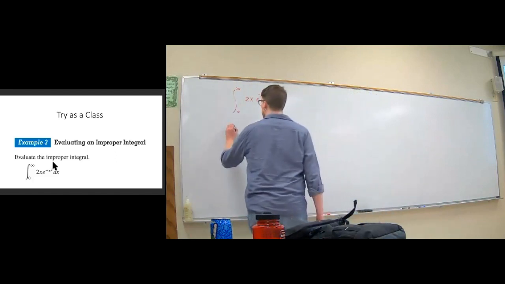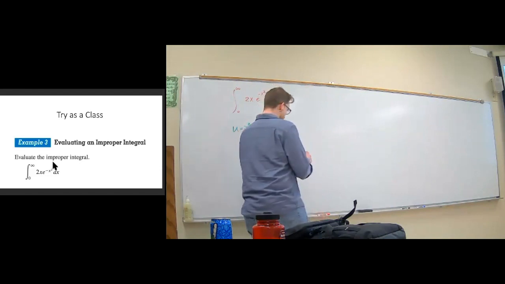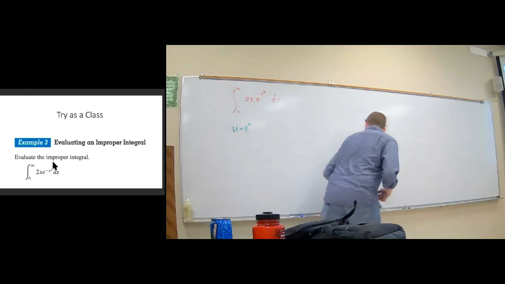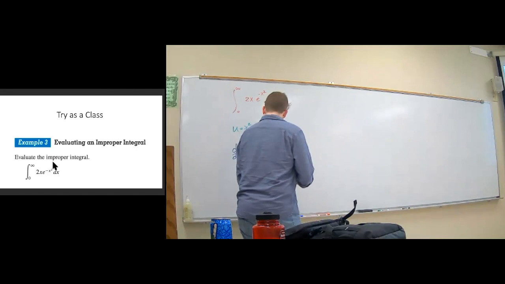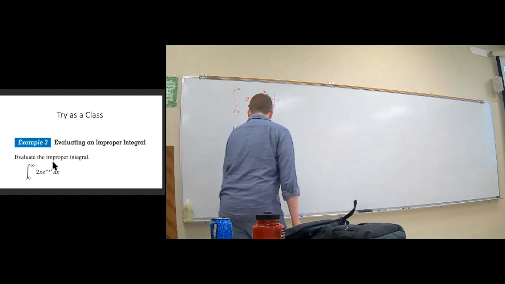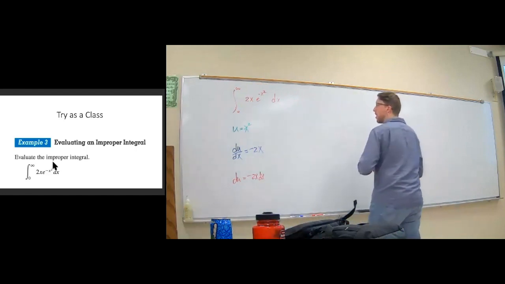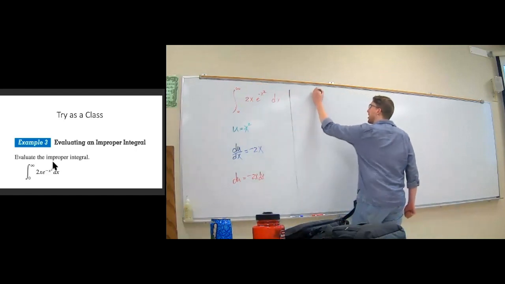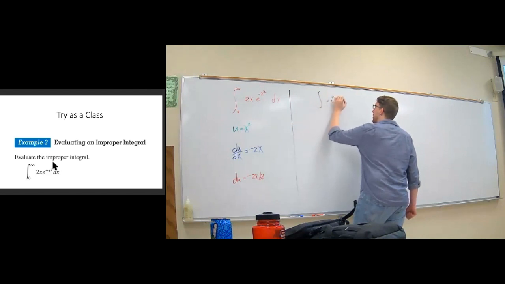Let's say u is equal to negative x squared. Then du dx is equal to negative 2x. And du is equal to negative 2x dx. So putting all of this together, we get the integral of negative e to the u du. Agreed?